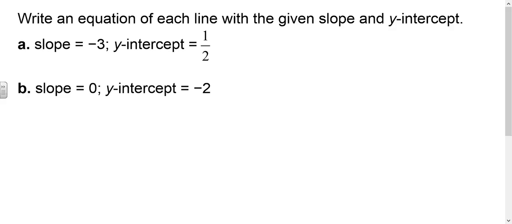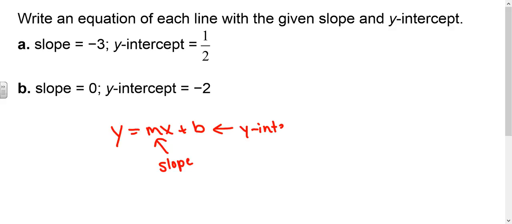First it says, write an equation of each line with the given slope and y-intercept. Keep in mind, we're writing equations in slope-intercept form. So first, what is slope-intercept form? Slope-intercept form is y equals mx plus b, where m is your slope and b is your y-intercept. And remember, the y-intercept is the point where it crosses the y-axis.